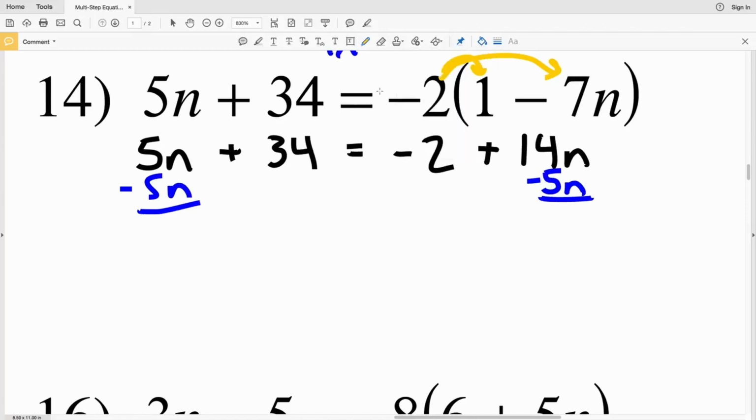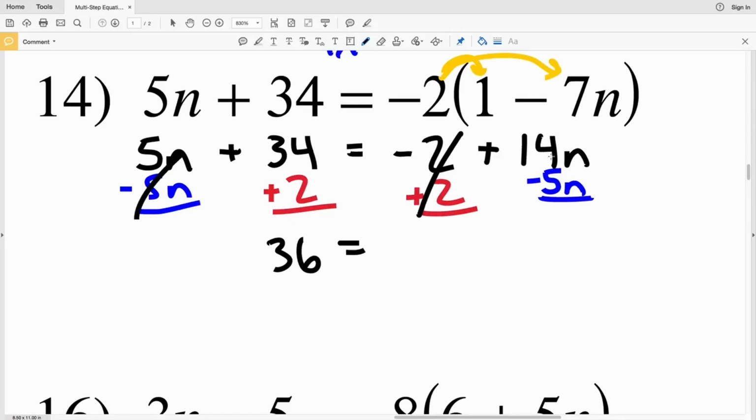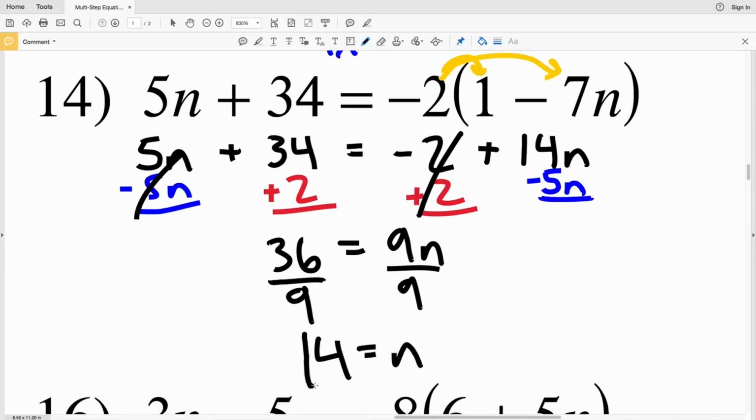When I subtract 5n, this will become 0, and I want this to also become 0. And in order to do that, I'm going to add 2 to each side. So adding 2 to both sides as well, I'm going to have 34 plus 2, which is 36, since this will be 0. Negative 2 plus 2 will also be 0. 14n minus 5n is going to leave me with 9n. Then all I have to do is divide by 9 to get that 4 is equal to n.